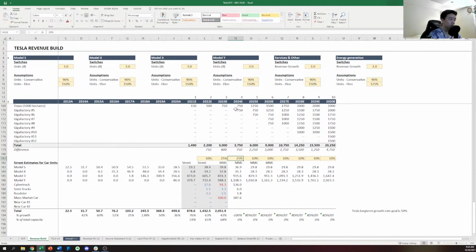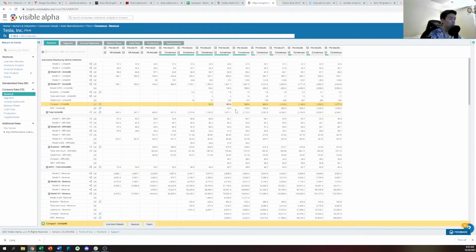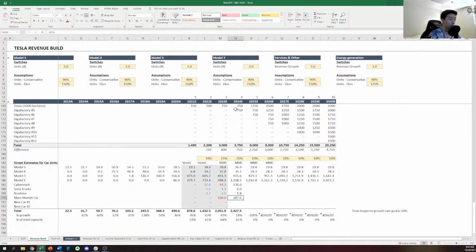So let's see. 25% for these. I think that's still pretty aggressive. And I think what we're probably going to see is some cannibalization for some of these cars when the mass market one comes out. So if Tesla's able to achieve these numbers, I think it'll be pretty impressive. And this mass market car, 187.6, seems like where it's pretty low. So if they release it in 2023, just start production, then this should be something closer to 300.